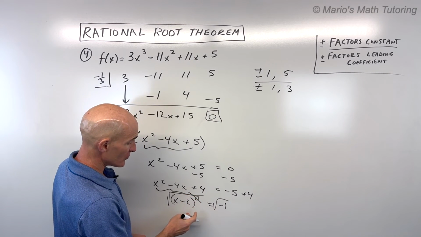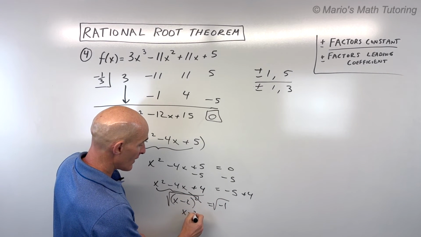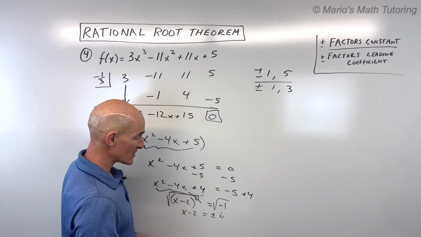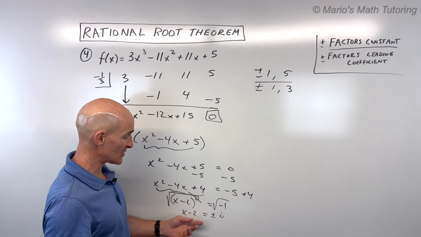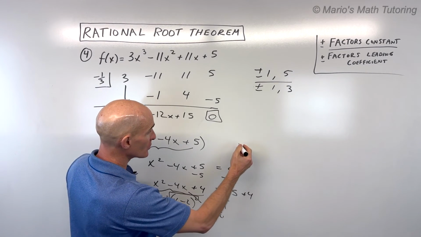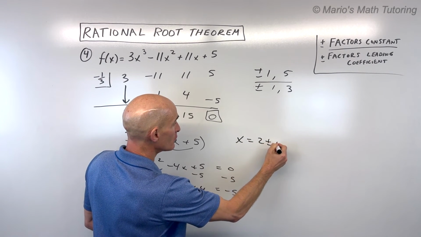The square and square root, those are inverses, they cancel. We're left with x minus 2 equals plus or minus i. Remember, square root of -1 is i. Again, remember, plus or minus when you take the square root of both sides. Then if we add 2 to both sides, we're going to get x equals 2 plus or minus i.